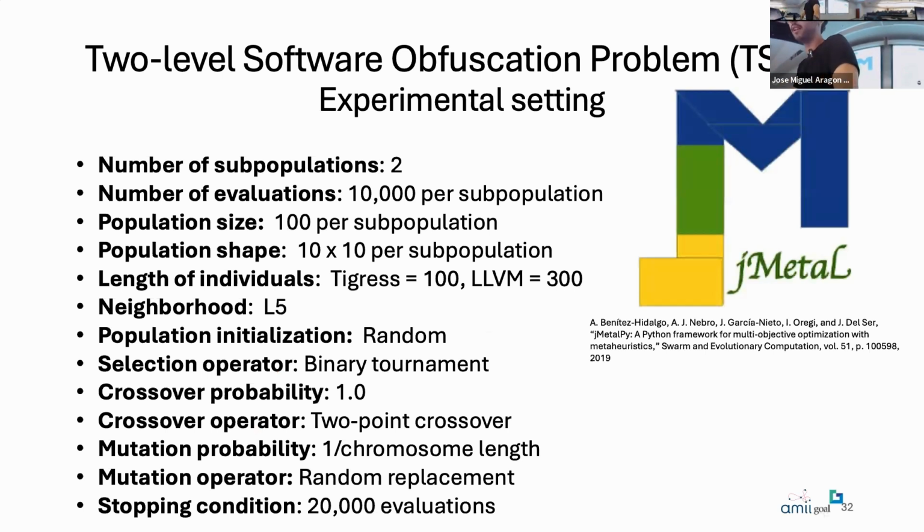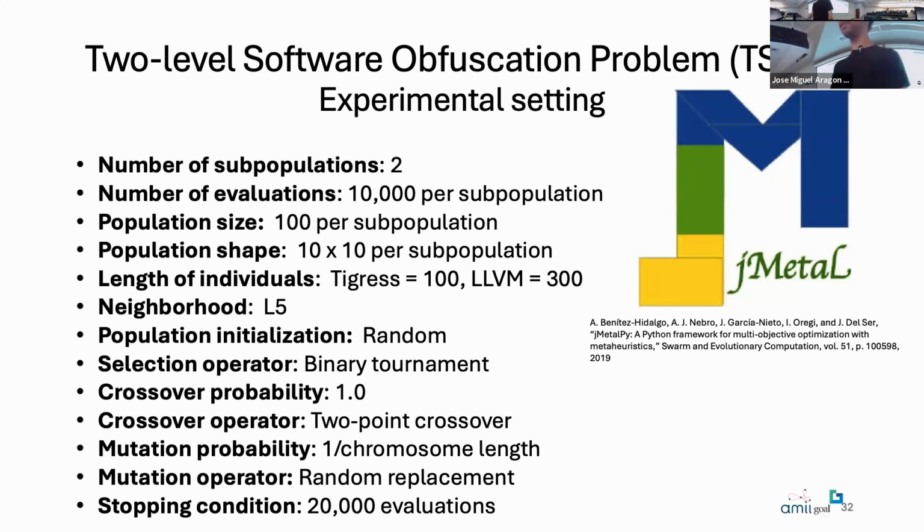Talking about the experimental setting for this work, we use Python 3 and the JMetalPy library to implement the different genetic algorithms. It's important to mention that we have different lengths for the different sequences. We have length 100 for the Tigress sequence and length 300 for the LLVM sequence. This means that our individual will be composed of 100 transformations for Tigress and 300 transformations for LLVM. The number for LLVM is because the O3 optimization flag usually has around 287 transformations, so it's really similar.